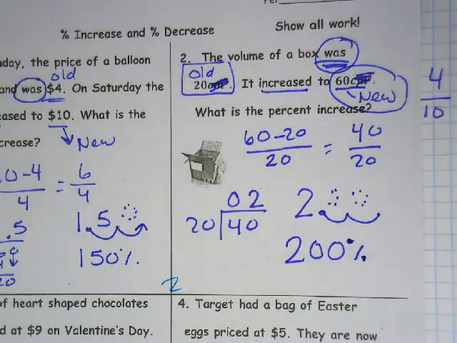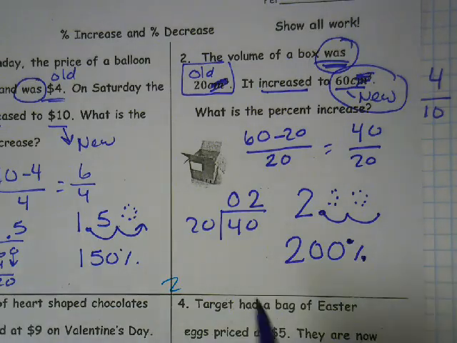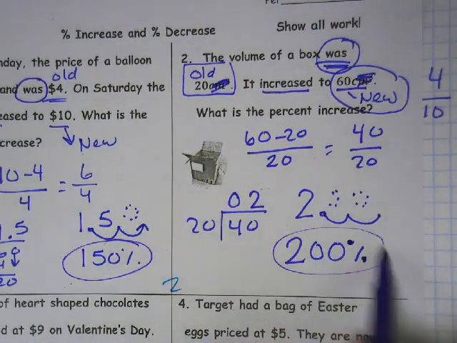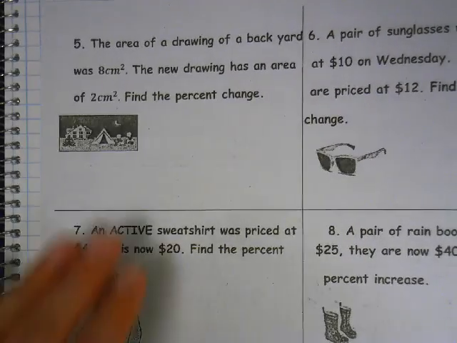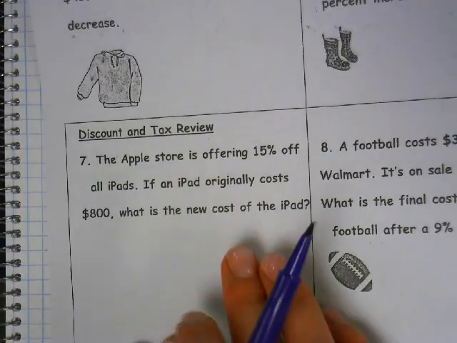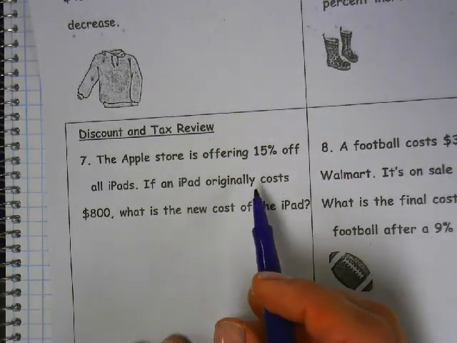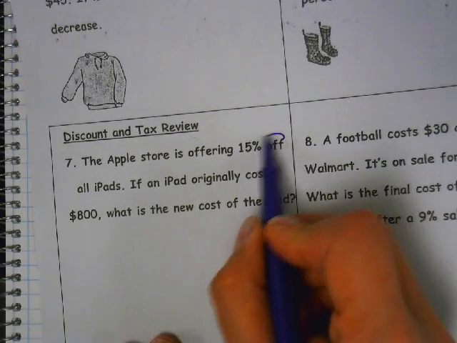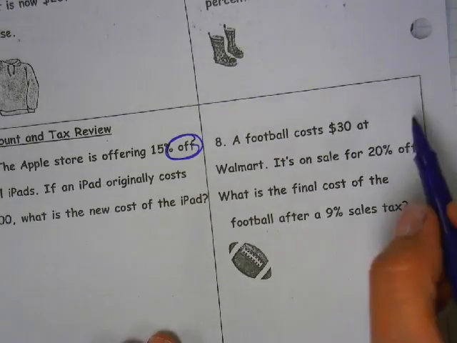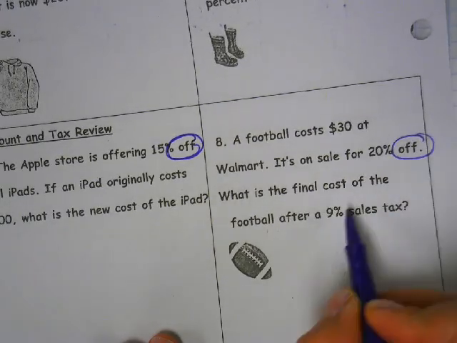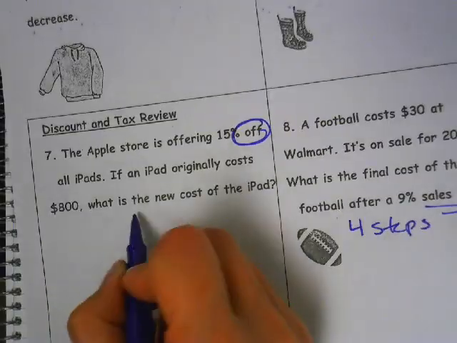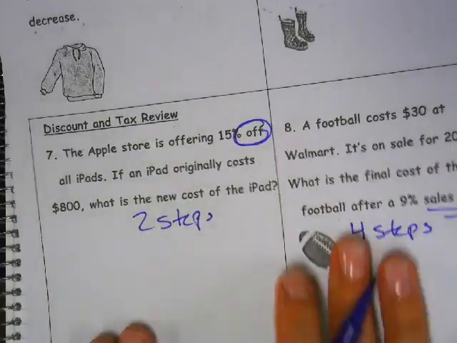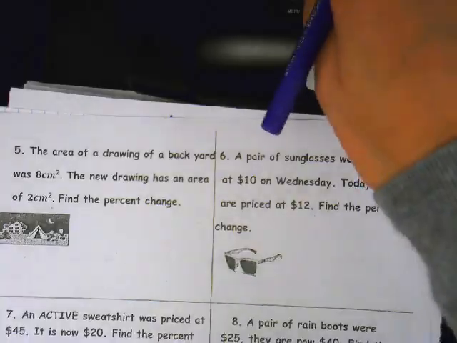At 200%. Okay. So when it goes up, it went up by 150, went up by 200. Okay. So let's finish 3 and 4. Then on the back, again, same thing. Down here, you have some little review. This one is off, which means discount. And this one's combo, off and sales tax. So this one has 4 steps. This one has 2 steps. Okay. And then the top is percent change on the top.